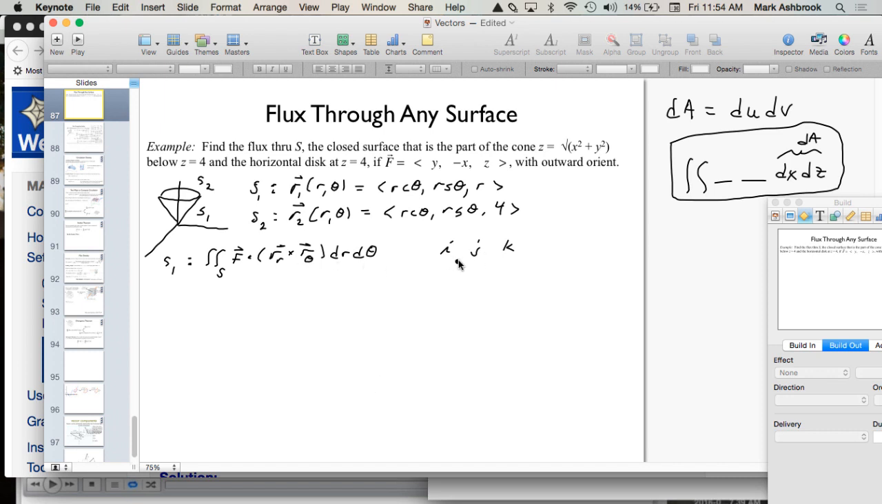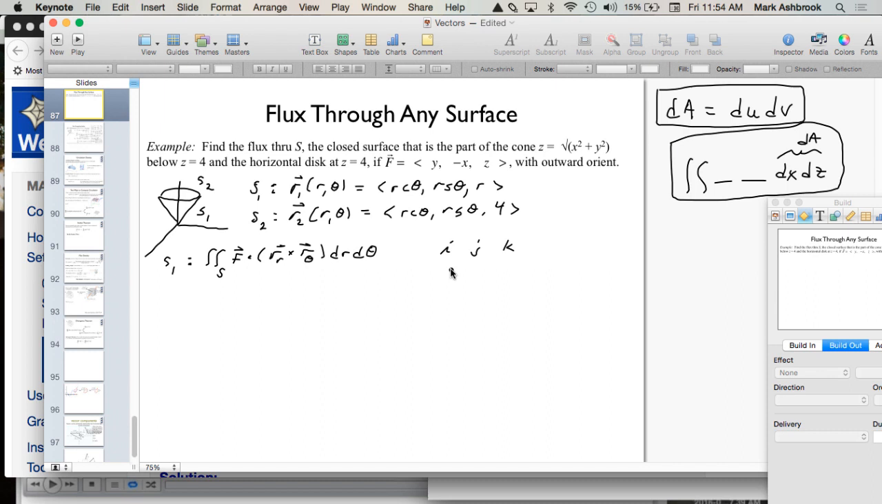Okay, because this is the key in these surface integrals. dA is always going to simply be du dv. u and v are the two variables we choose for parameterization of the surface. So nothing else, just du dv.